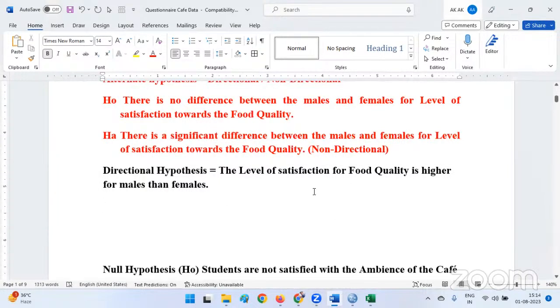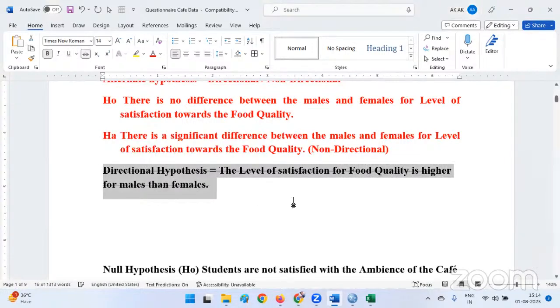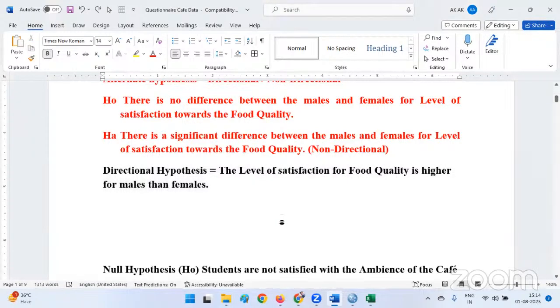Now, this is if I want to prove it. If I don't want to prove it, I should not take the directional hypothesis. What is the objective of my study? Suppose my objective is that I'm targeting more on males, whether more males are satisfied or not. So I would make a directional hypothesis.